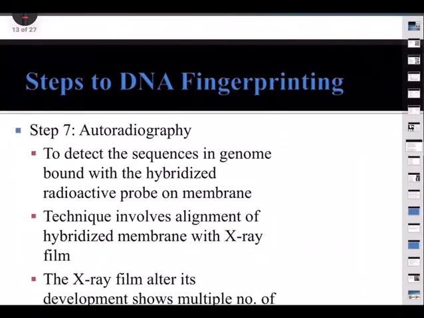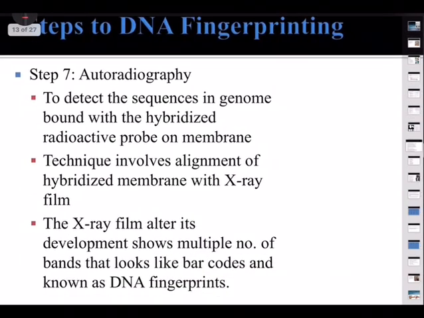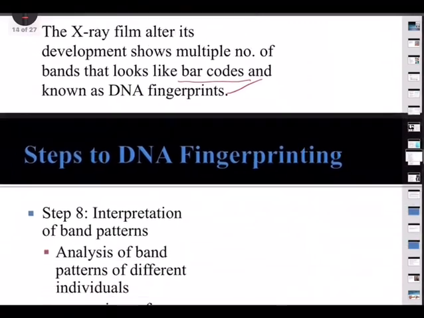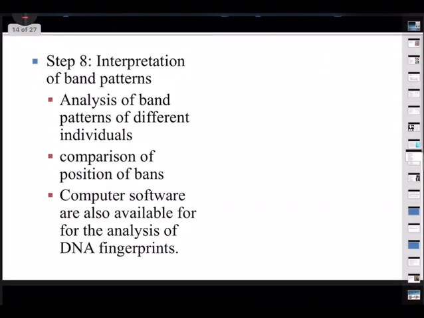And once we get that, now we go for step number 7, autoradiography. To detect the sequences in the genome bound with the hybridized radioactive probe on the membrane. The technique involves alignment of the hybridized membrane with X-ray film. X-ray film, after its development, shows multiple bands that look like barcodes and are known as DNA fingerprints. So you can see the fingerprints and how to interpret band patterns, analysis of band patterns of different individuals.